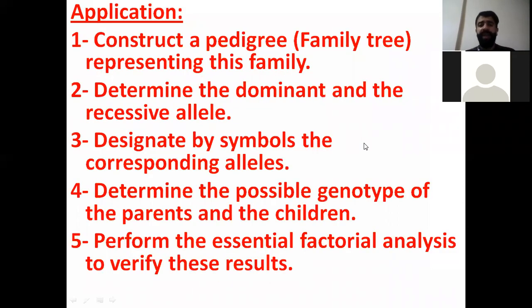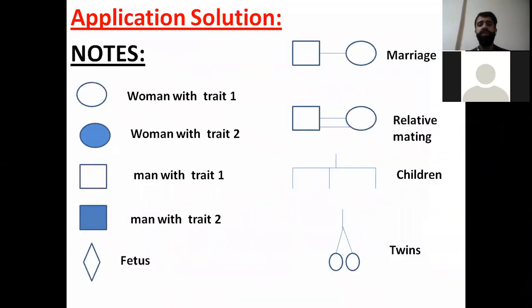In this application, they need to construct the family tree and then determine the dominant and the recessive, designate by symbol each of the corresponding alleles, determine the possible genotypes of the parents and their children, and perform the essential factor analysis to verify the results, meaning that you have to say at the end, therefore, the results are verified. So here in this note, we have the marriage, the relative meeting, children, twins, and the symbol of the fetus.